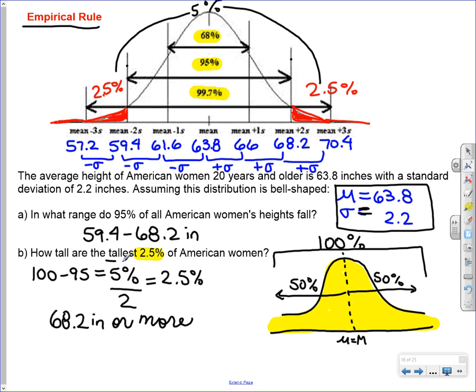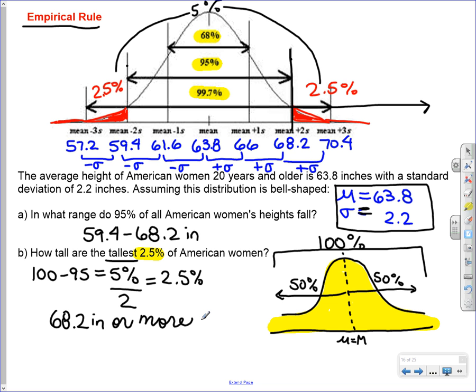Now, if I want to know the tallest 2.5%, am I looking at this lower red tail or this upper red tail? Well, I'm looking at the upper red tail, because these are the tallest women over here. These would be the shortest. So I'm looking at the tallest. The tallest 2.5% of American women are at this point or greater, or more here, going on forever. So they go from 68.2 inches or more, or taller. So the tallest 2.5% of American women are 68.2 inches or taller. All right, and that's how we would figure that out.